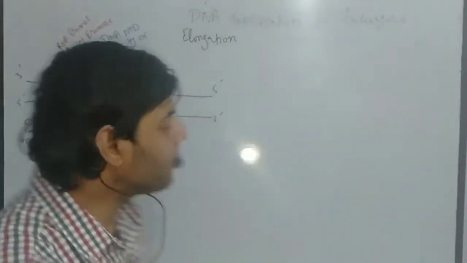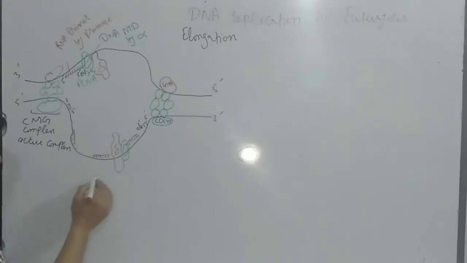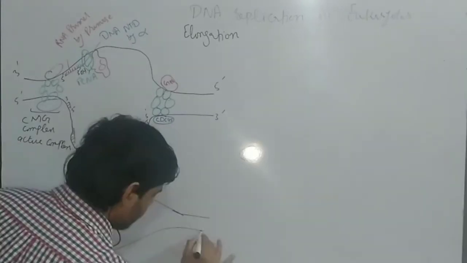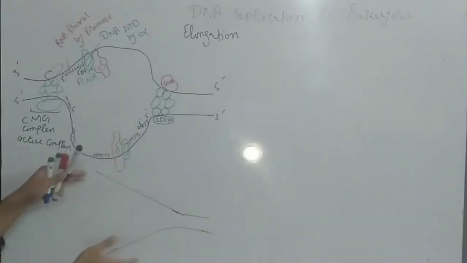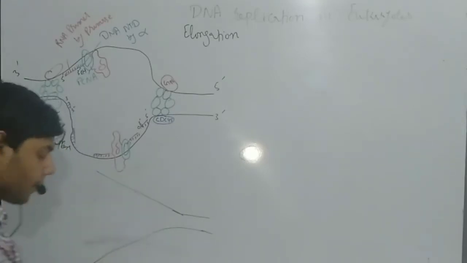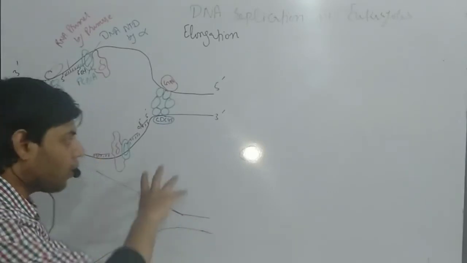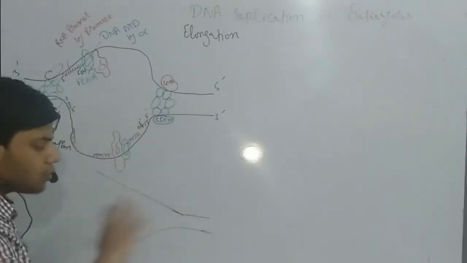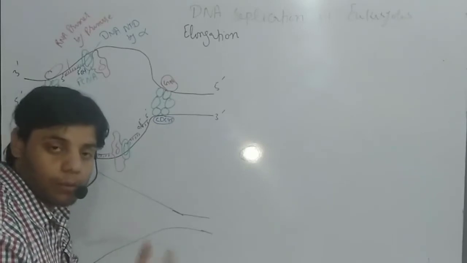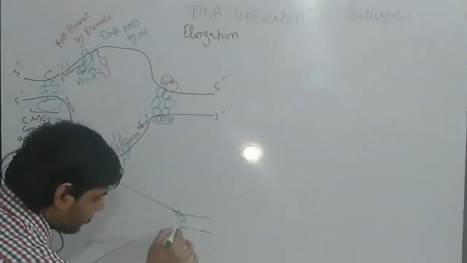Okay, now let me explain what actually happens. If I draw the same structure here, let's suppose this is a replication fork, and there is also a replication bubble, and another replication fork is also present, but I'm not going to draw it again here. Let's just draw one replication fork and one CMG complex to explain the whole process of elongation. So again, this is the MCM ring.